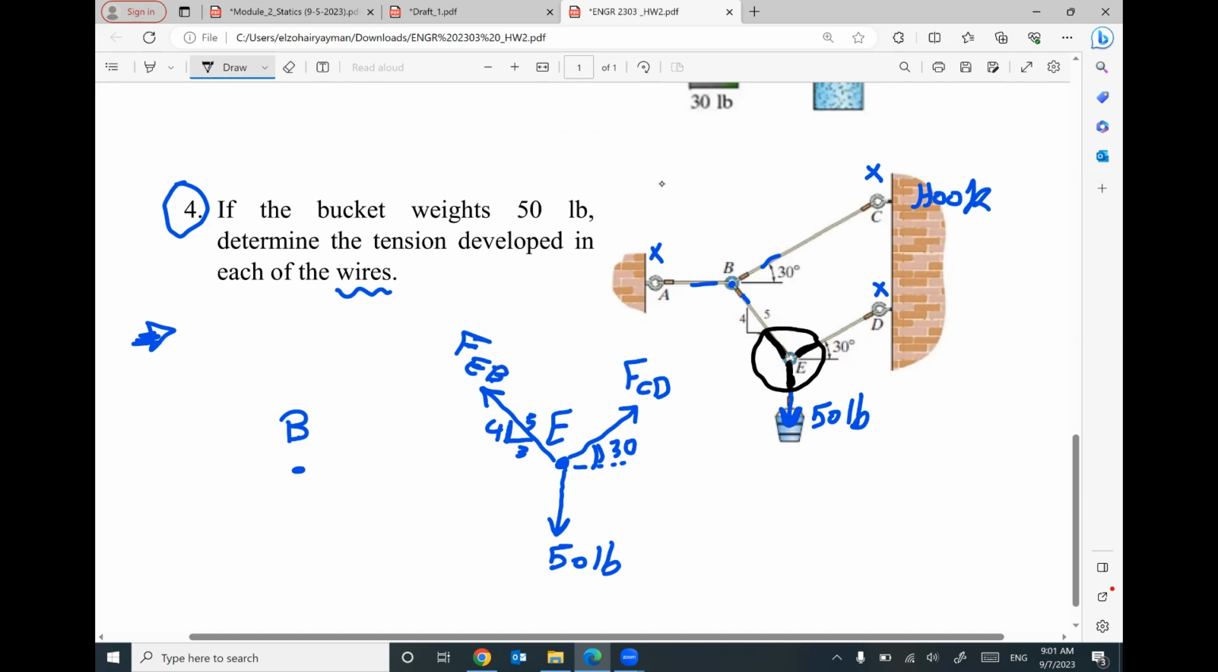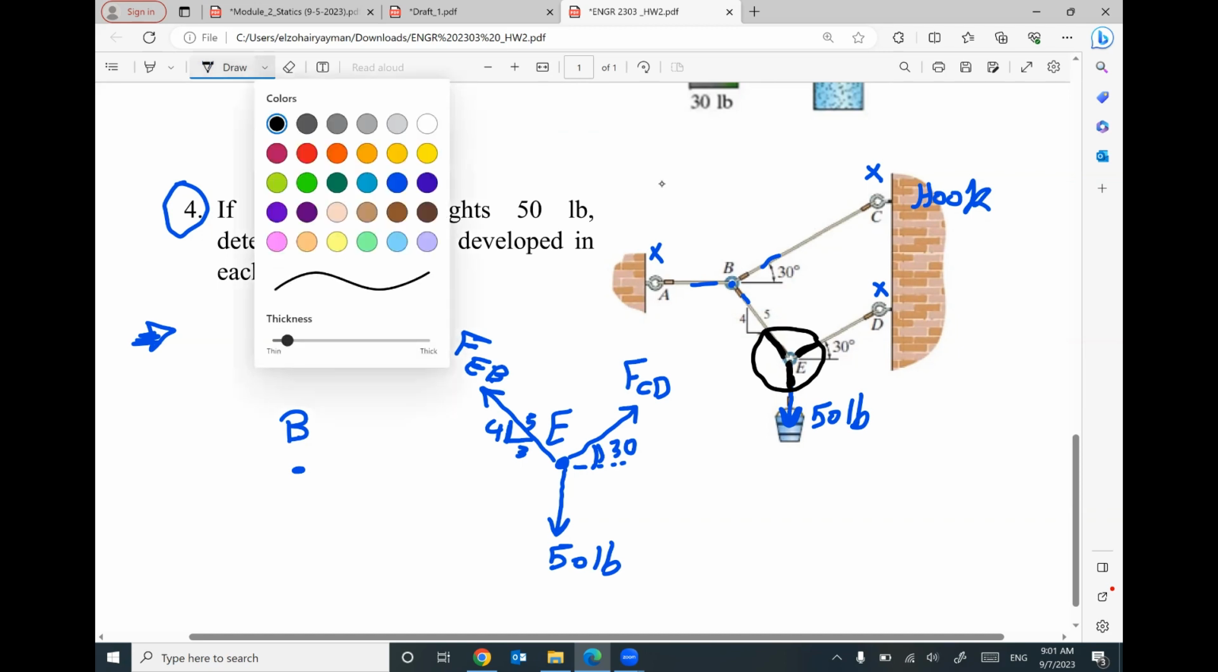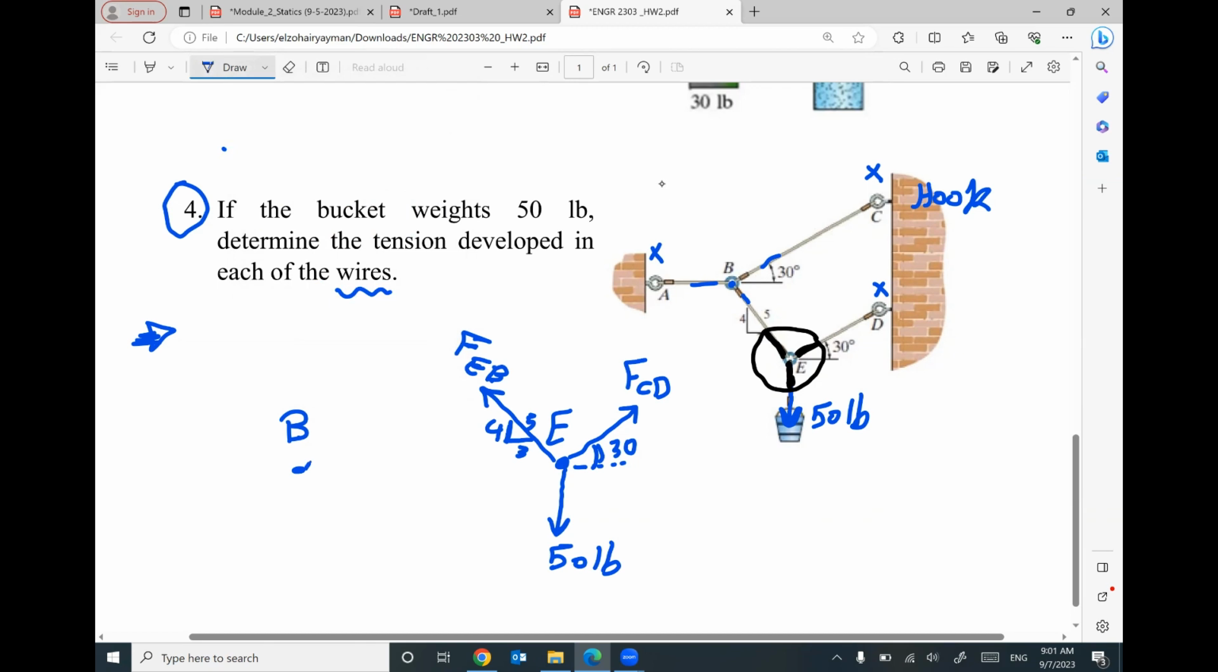For point B, I will have this force FBC with this angle 30. I will have this force FBE with the right angle triangle 4, 3, 5. I will have this force FBA in a horizontal direction.